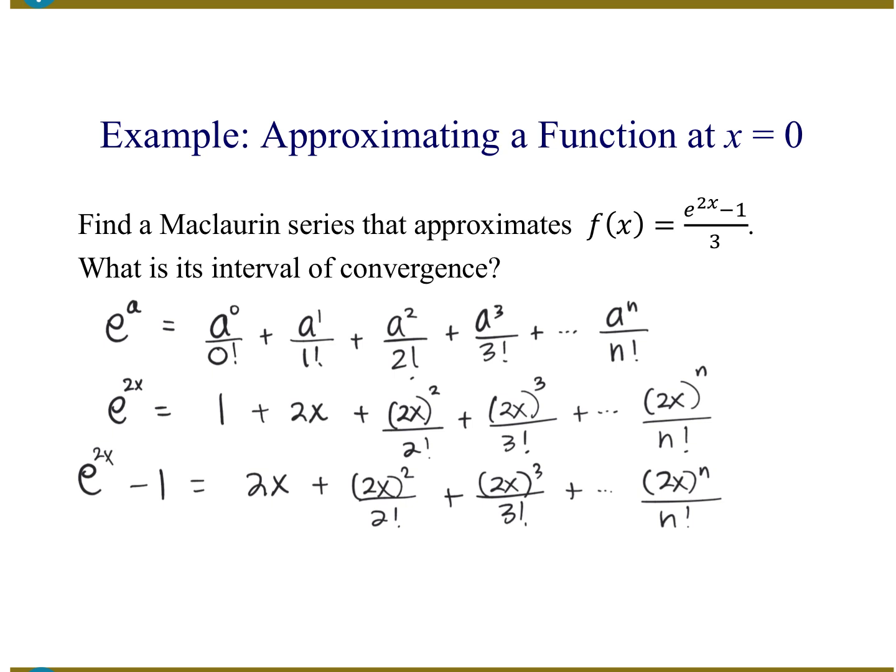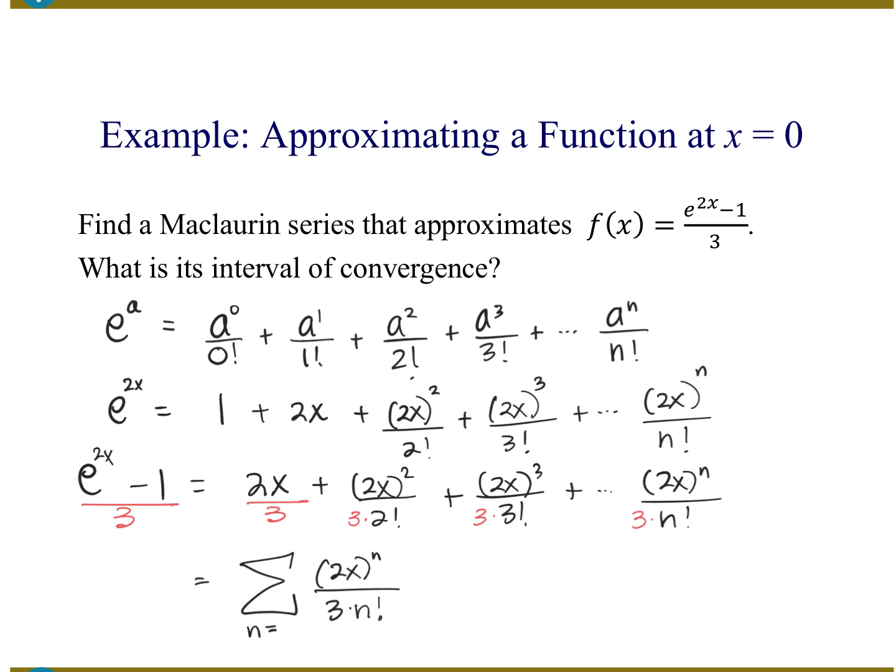And then if I want to divide by 3, then I'll just divide every term by 3. So to summarize, I will now have 2x to the n over 3 times n factorial, as long as n starts with.